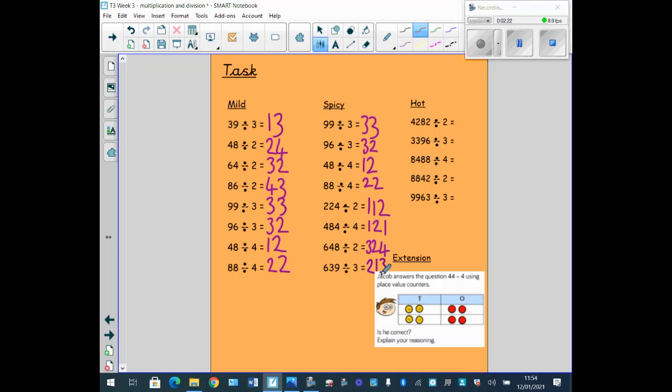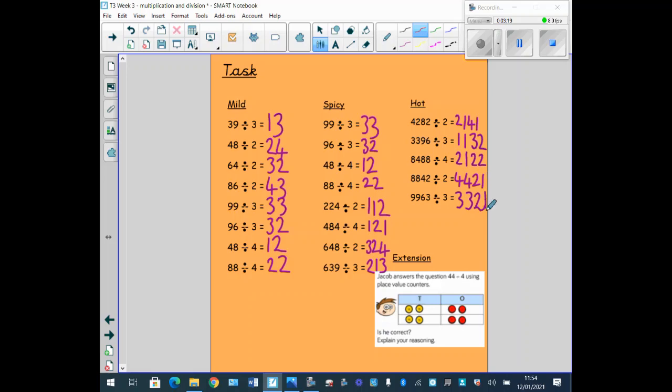Okay, 4,282 divided by 2 is 2,141. 3,396 divided by 3 is 1,132. 8,488 divided by 4 is 2,122. Okay, 8,842 divided by 2 is 4,421. 9,963 divided by 3 equals 3,321.